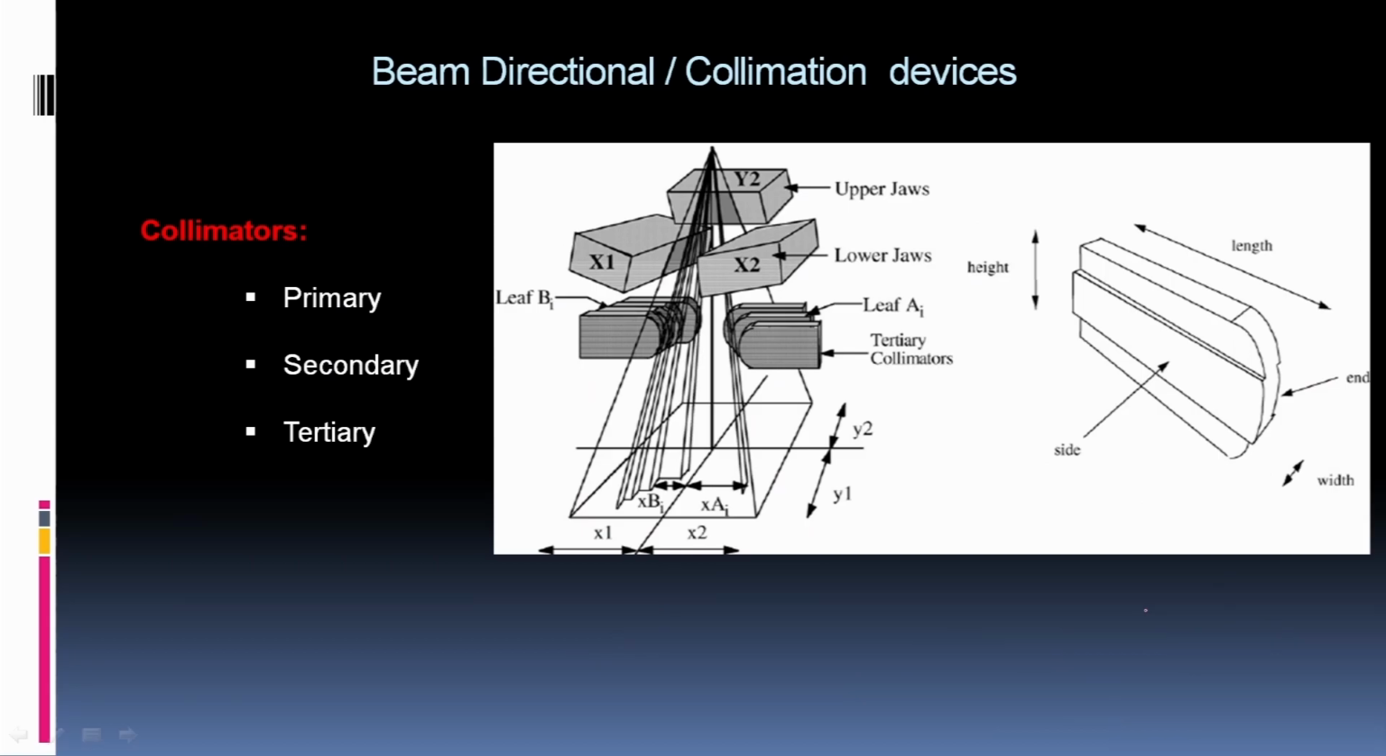And these are the beam directional devices used for radiotherapy. We have collimators. There is the primary collimator, which defines the maximum field size of the machine, and the secondary collimator that defines the field size. And we have tertiary collimators, which further define it, or we can see any irregular shape of field size.